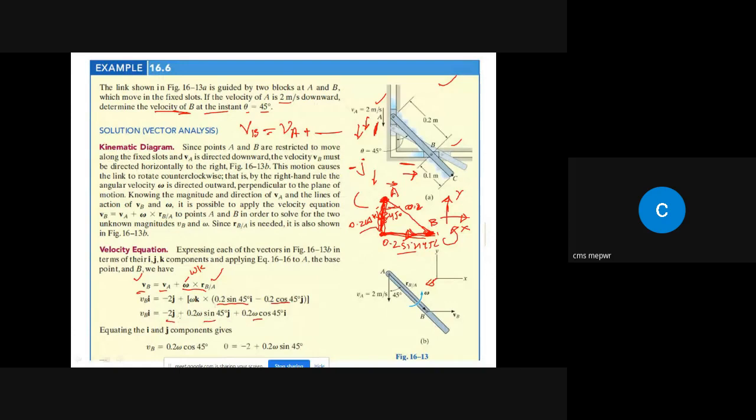So in this we are having two J components and one I component. So again, equate the I component of the left side with the right side and the J component of the left side with the right side. When you do so, you will get VB I is equal to 0.2 omega cos 45. I will be cancelled out and you get VB is equal to 0.2 omega cos 45, right? And here we don't have any J component. So this J, that is 0. Minus 2 plus 0.2 omega sine 45, it will be equal to 0.